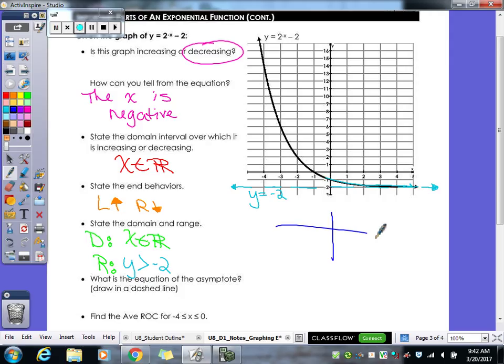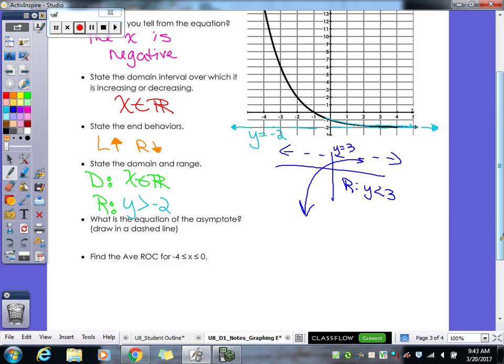If we had, for example, a graph that looked like this, let's say that my asymptote is at the line y equals 3. Your range for this one would be that y is less than 3 because your graph is below your asymptote line. What is the equation of the asymptote? That's the equation y equals -2. Draw it in with a dashed line, which I already did. Some other people did it, and I can see.